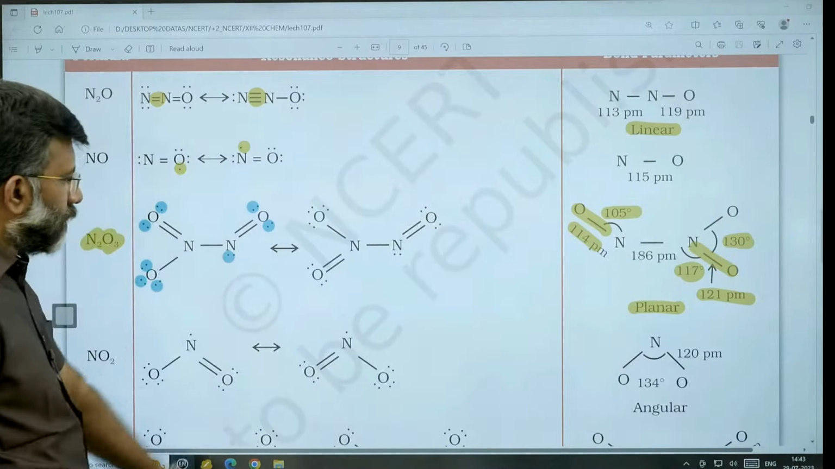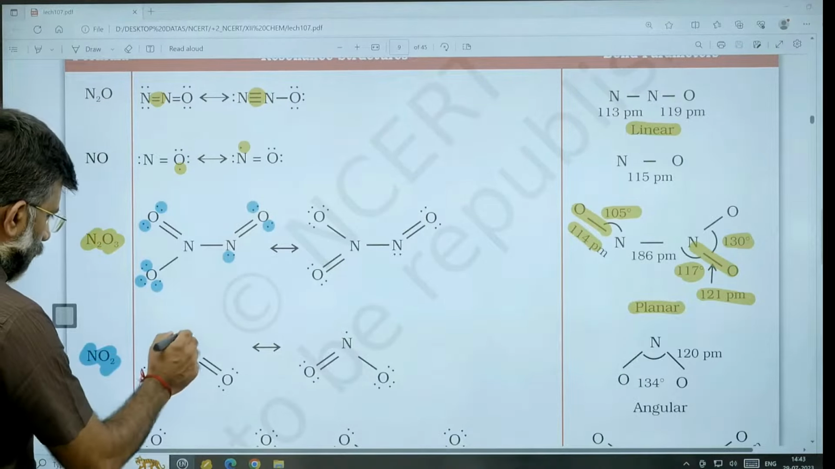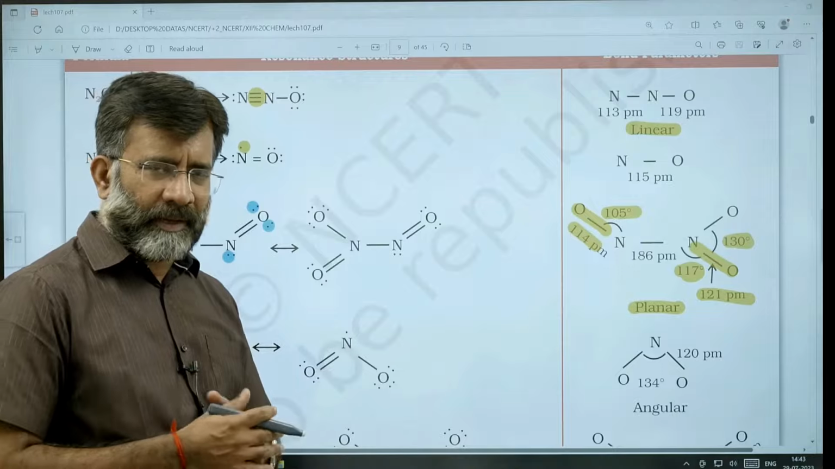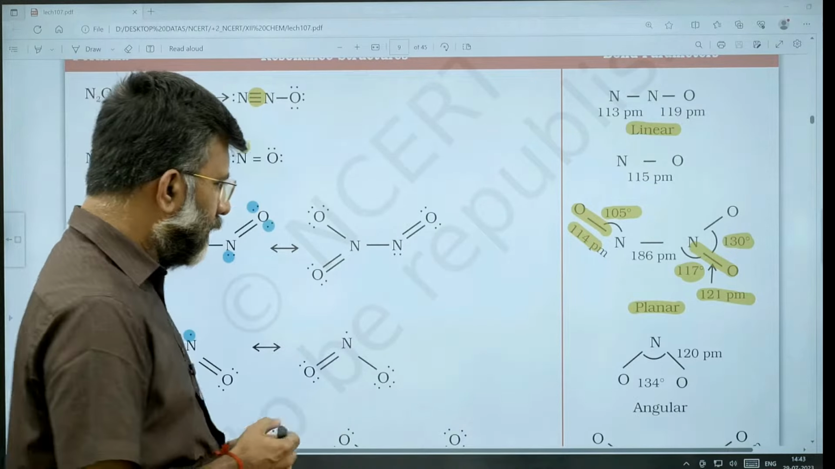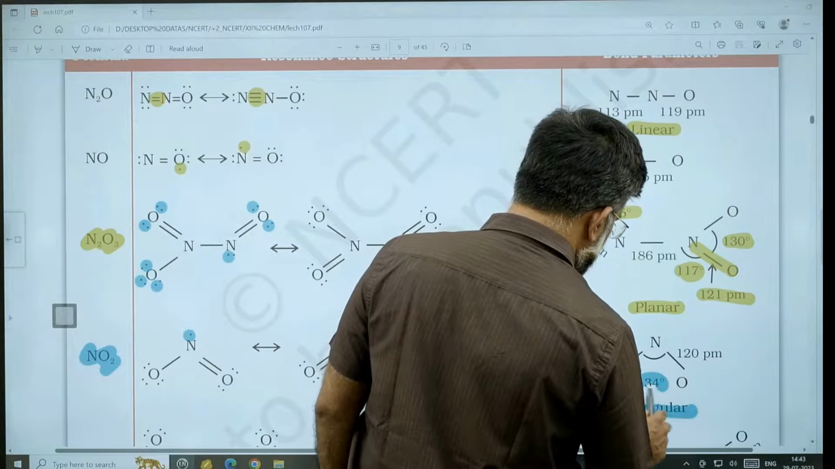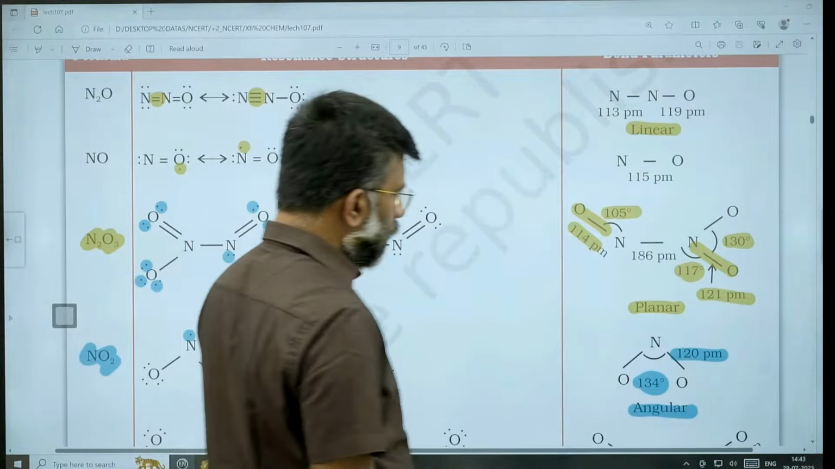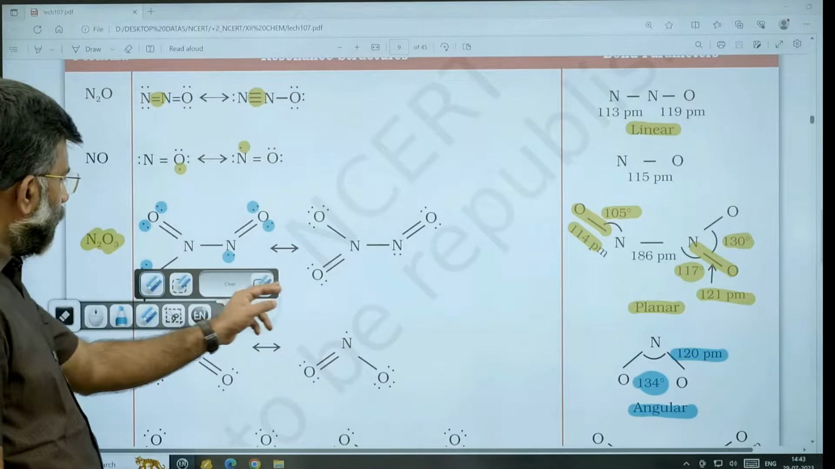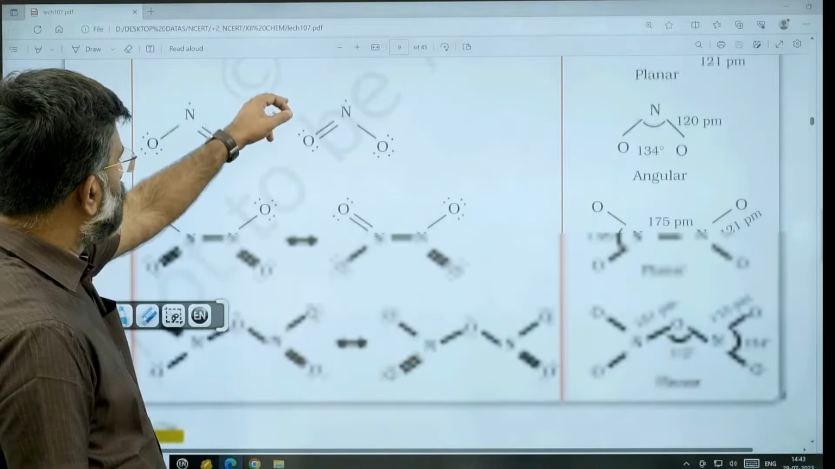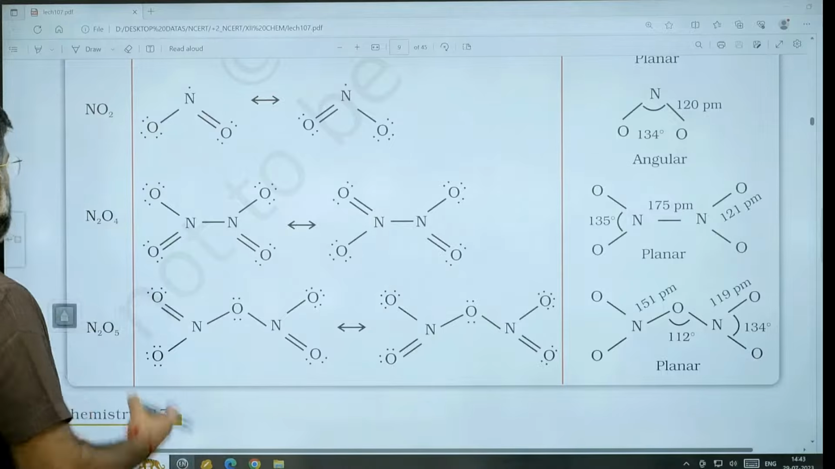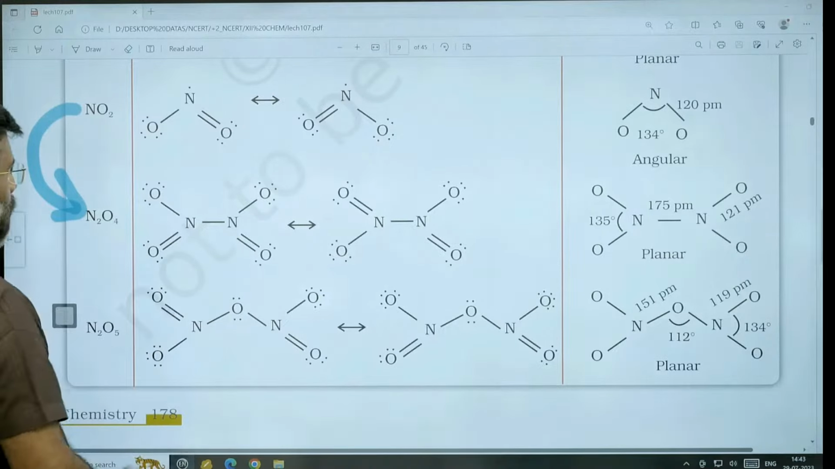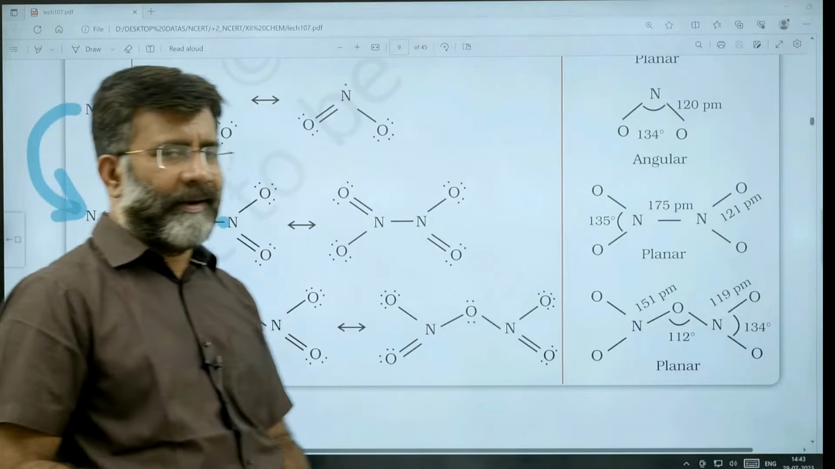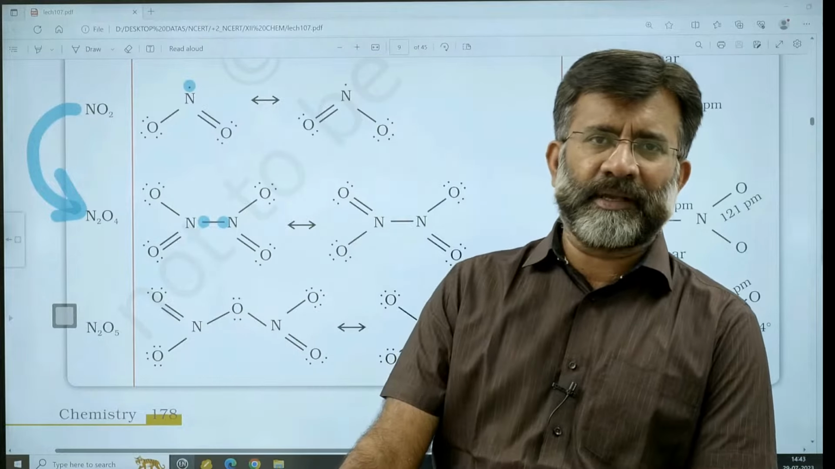So that is about N2O3. Next is NO2. I told you NO2 contains a single electron, and that is the reason why it has some paramagnetic behavior as well as some coloring character. It is also angular in shape with a 134-degree angle, 120 picometer. That is bent in shape. That is NO2. And when NO2 undergoes dimerization, the color is lost. You can see that the single electron is used here for bonding, and therefore it remains diamagnetic and the color is lost and it becomes colorless in nature.